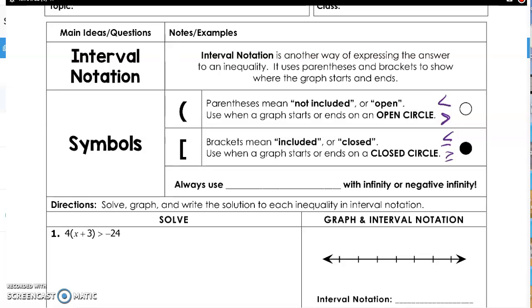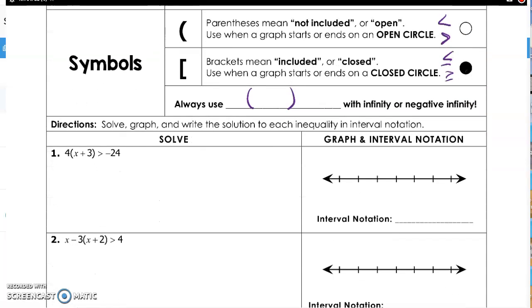When you have infinity or negative infinity, you are always going to use the parentheses. The reason behind that is because you never will get to positive or negative infinity. So you can't include it like you would if you had a closed circle. So we're going to start and do the odd ones on this video, and then the even ones will be on another video. So our first step is to distribute.